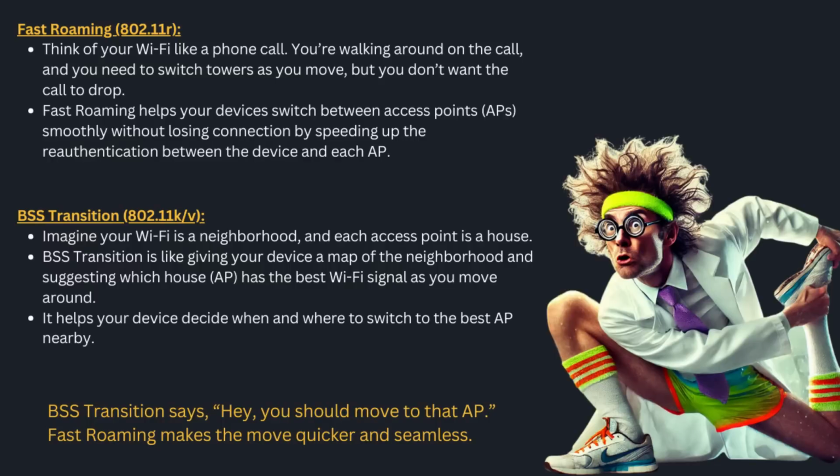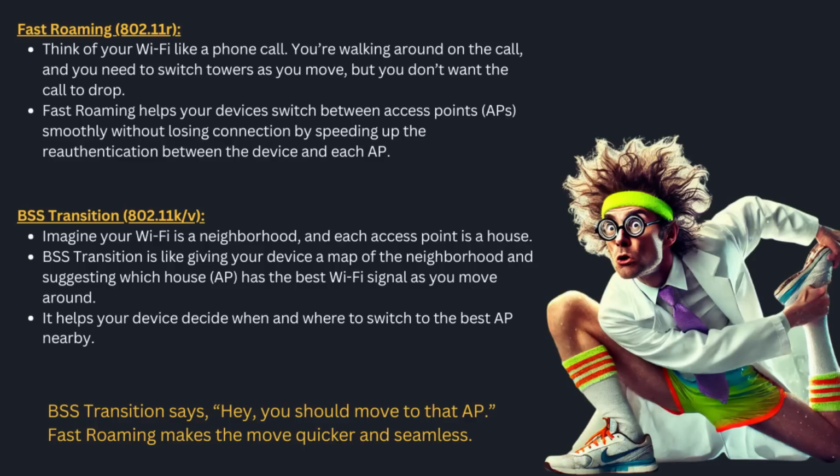So I found some analogies that help describe what each of these do and how they help with the process. So let's jump into that real quick. And sorry for a lot of wordy slides in today's video, but I want you to be able to understand what we're talking about here and go back and look at this stuff. All right, so we'll start with fast roaming. In network speak, it's 802.11r. We call it fast roaming. And this is the analogy.